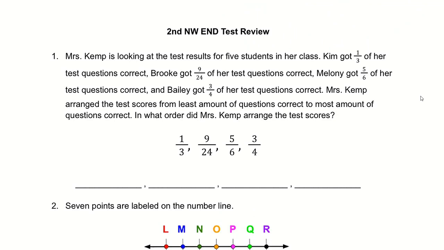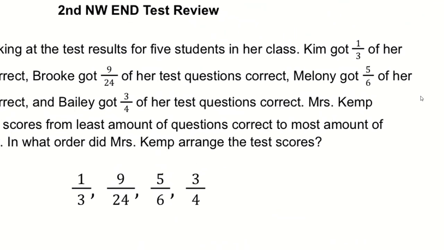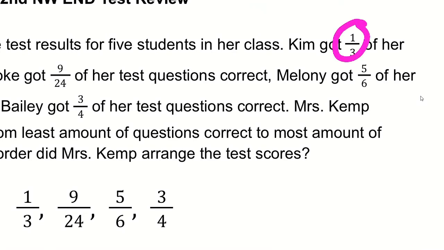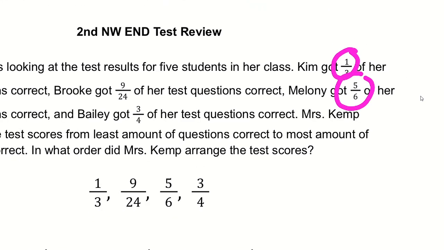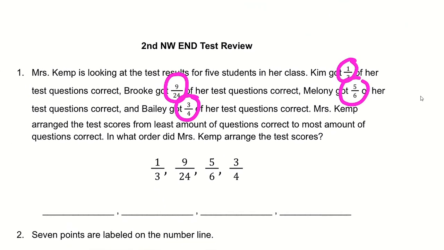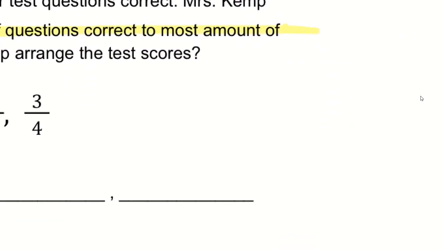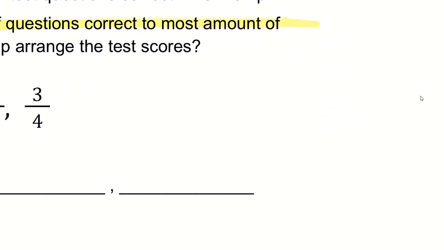So I've got some fractions here. We've got Kim's fraction. Sorry, y'all. We've got Melanie's fraction, Brooke's, and Bailey's. And it said that we want to go in order from, what did it say? Least amount to most amount. There we go. So we're going from L to G. So I'm going to write that right here. Make my ladder.